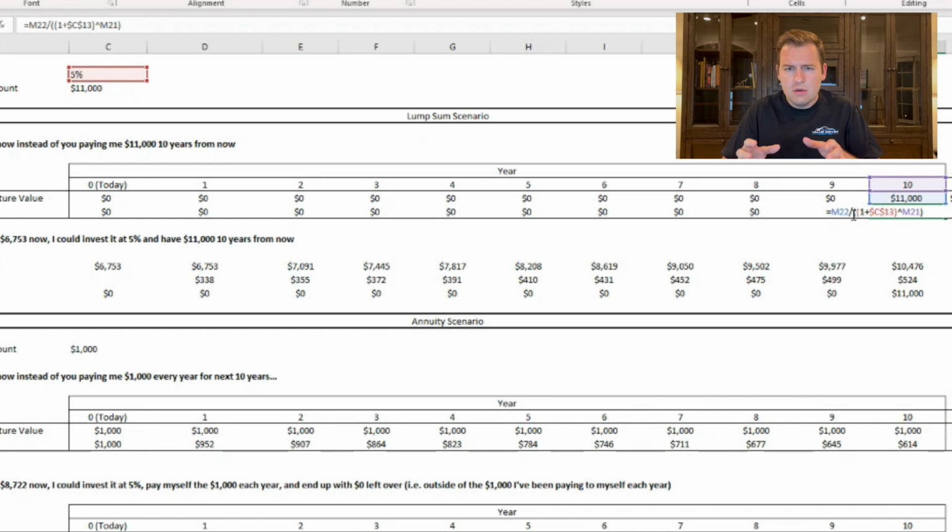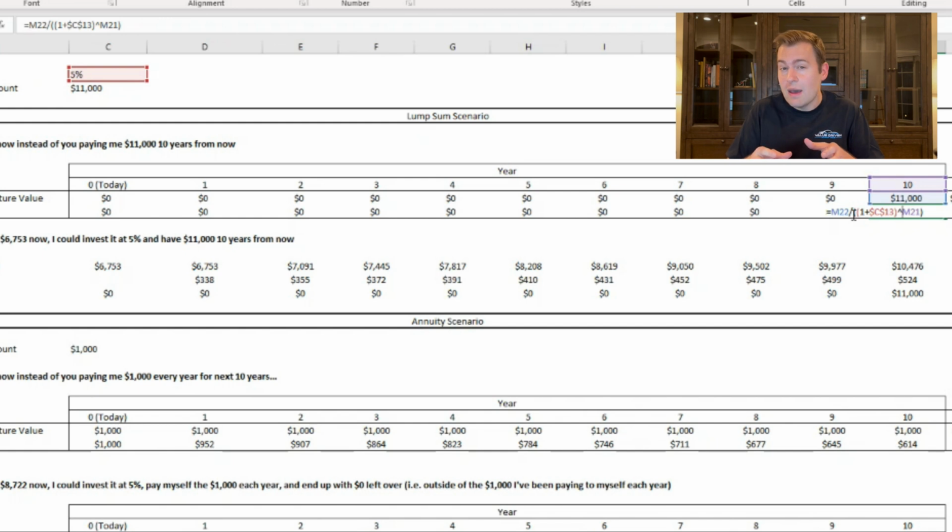But before we do our division, we take that 1 plus the discount rate, in this case 1.05, and we raise that to the number of periods. In this case, our interest rate is annually, and our number of periods are annual periods, numbers of years.